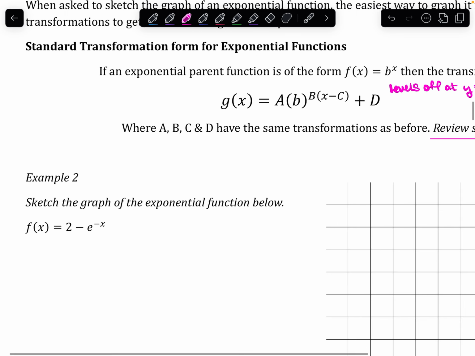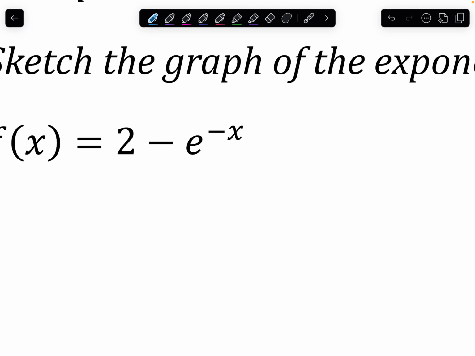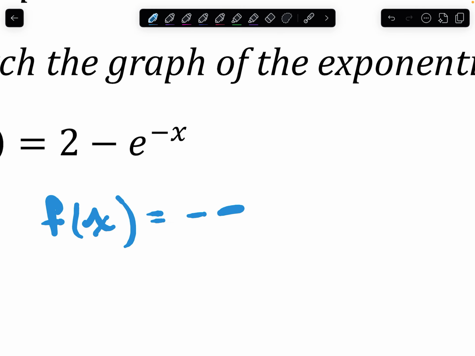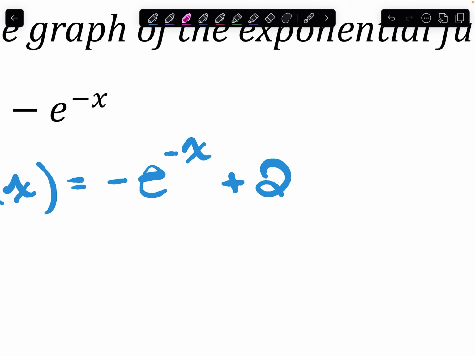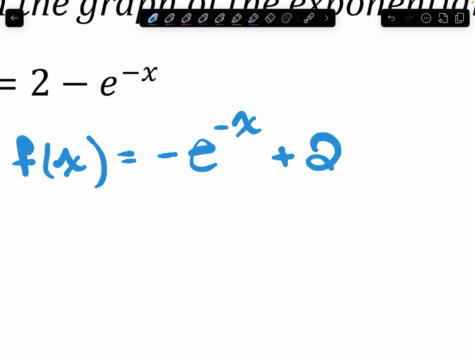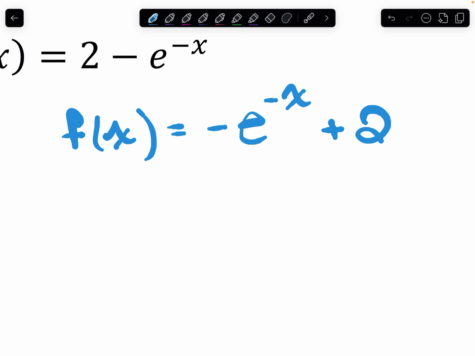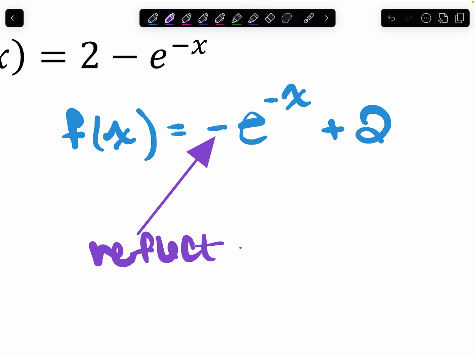All right, so we're going to sketch the graph of the exponential function below. First thing I'm going to do is move that 2 to the back because there's a lot of stuff going on here. All right, so first thing we want to note is our transformation. Just as a review real quick, the negative out front, that's on the A value. So that's a reflection on the x-axis. So I'm just going to draw arrows to each. So this is going to reflect it across the x-axis.